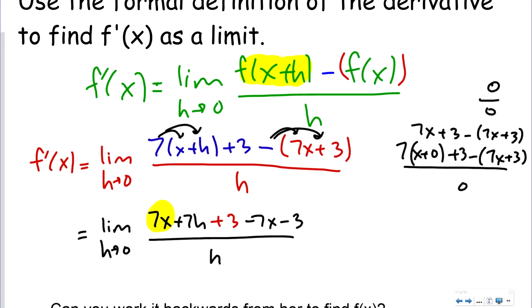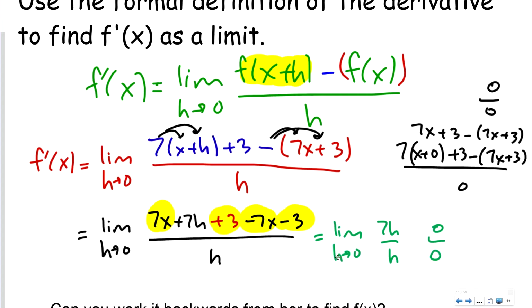Okay, the 7x cancels out with this 7x. The 3 cancels out with this 3. So things don't disappear, these cancel out to 0. So what I get is the limit as h goes to 0 of 7h over h. If I plug in 0 again, I get 0 over 0. Oh, gotta do something else.